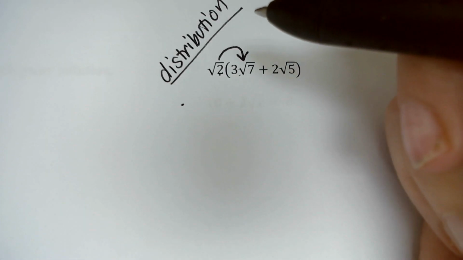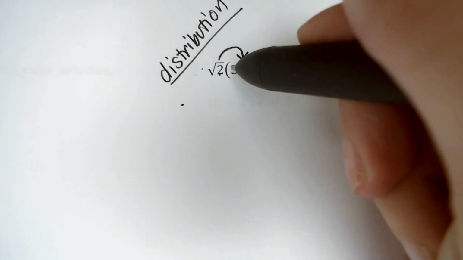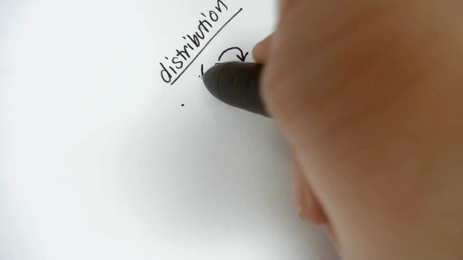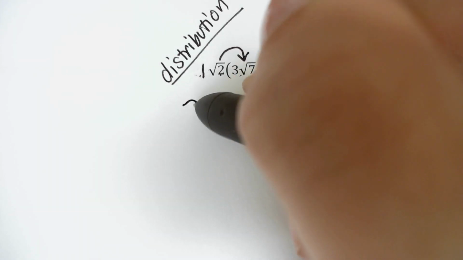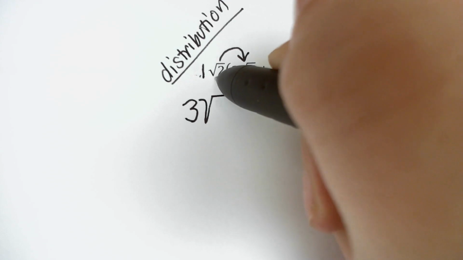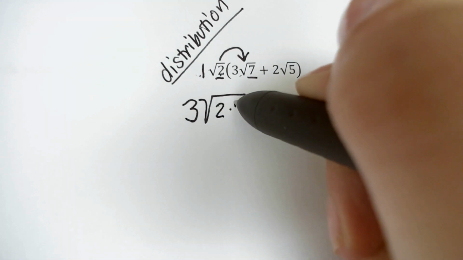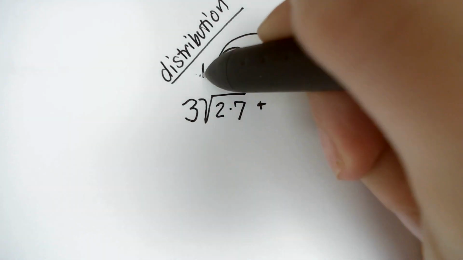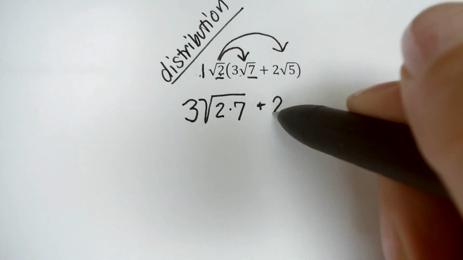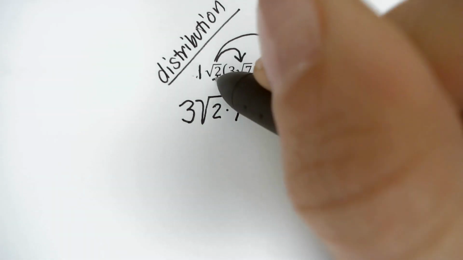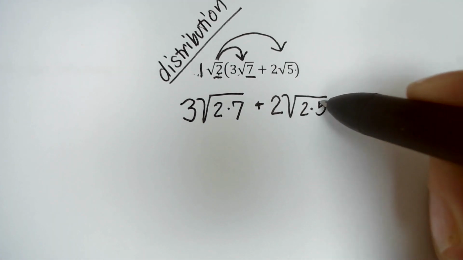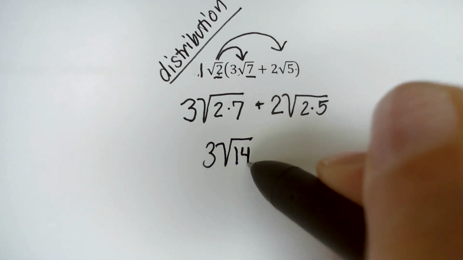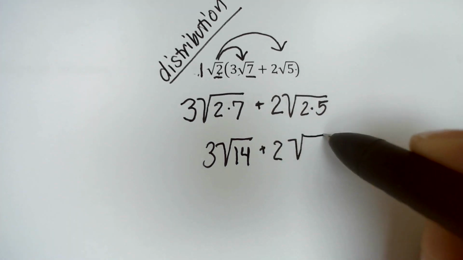Now, when we multiply radicals, we multiply the coefficients, and then we multiply the radicands. So this would be 1 times 3 is 3, and then 2 times 7 becomes the new radicand. Then we'll do it to the other term. So 1 times 2 is 2, square root 2 times 5 is 10. Now we can simplify. We get 3 square root 14 plus 2 square root 10.